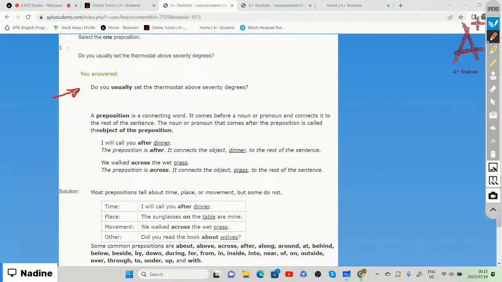All right, we're going to the next one. Do you usually set the thermostat above 70 degrees? We need to choose the correct preposition within that sentence. Do you think that usually is a preposition, or do you think you can identify another preposition within that sentence? So, do you usually set the thermostat above 70 degrees?